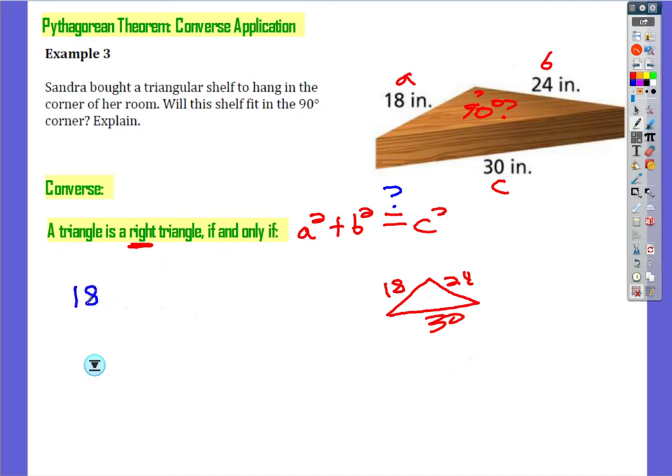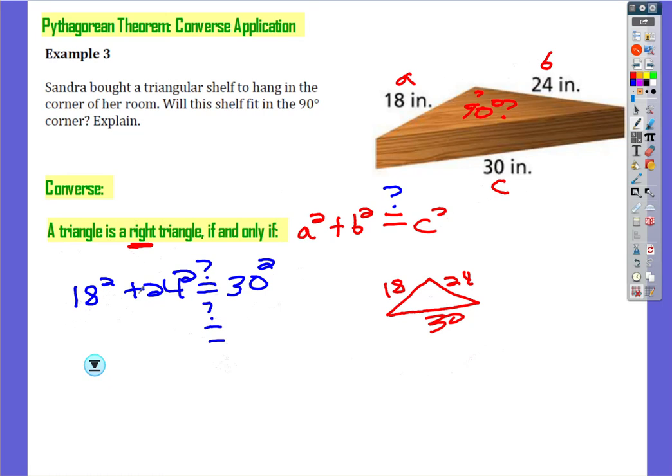I want to know if 18 squared plus 24 squared is equal to 30 squared. So I'm just going to go ahead and evaluate this out. We'll see if the left-hand side, just like a check step, equals the right-hand side.